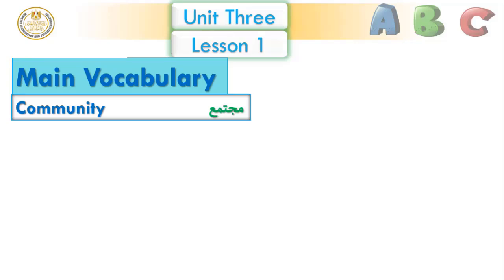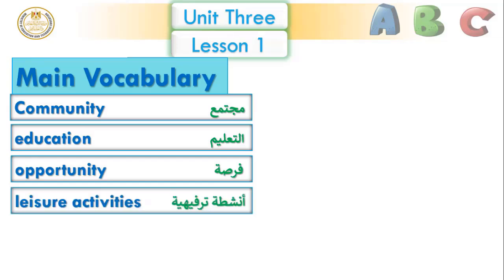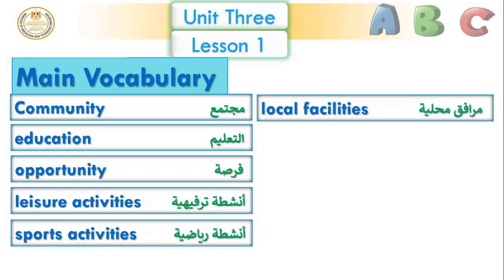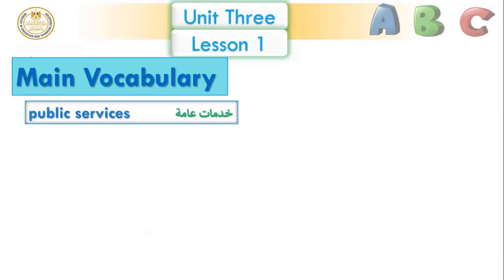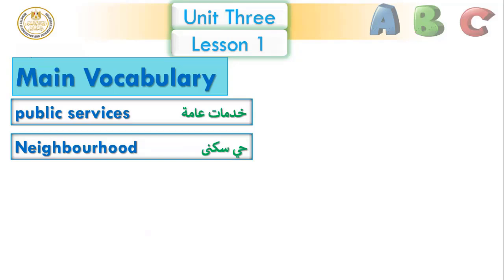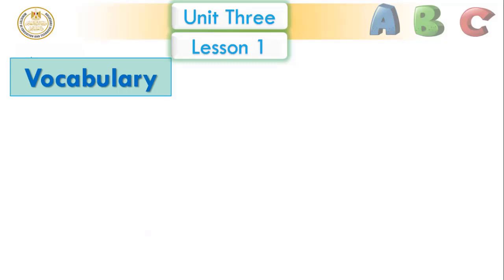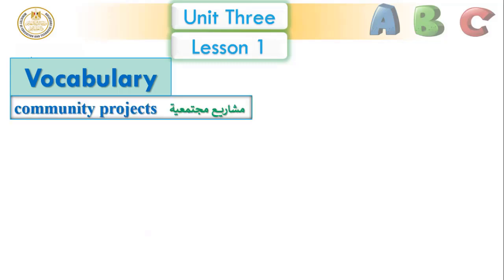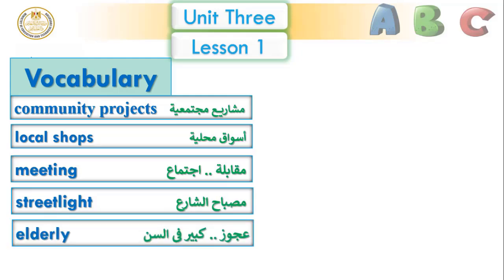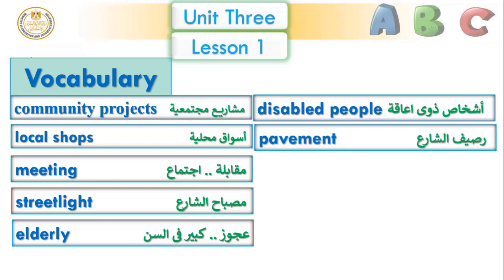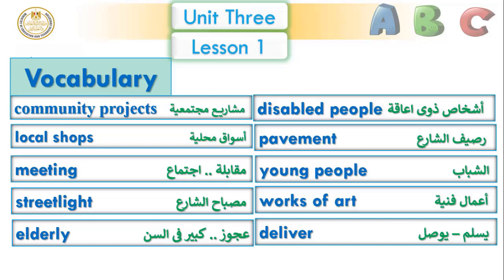Main vocabulary. Community, education, opportunity, leisure activities, sports activities, local facilities, survey, headings, hero, encourage, public services, neighborhood, community events, disappointed, rural areas. We are going to speak about the vocabulary of lesson one. Community projects, local shops, meeting, street light, elderly, disabled people, pavement, young people, works of art, deliver.